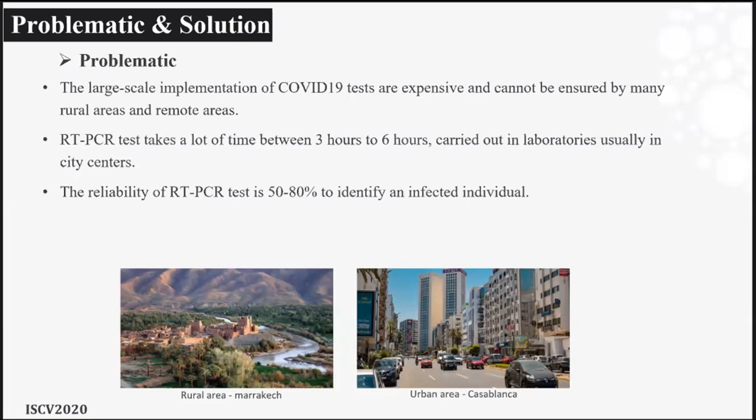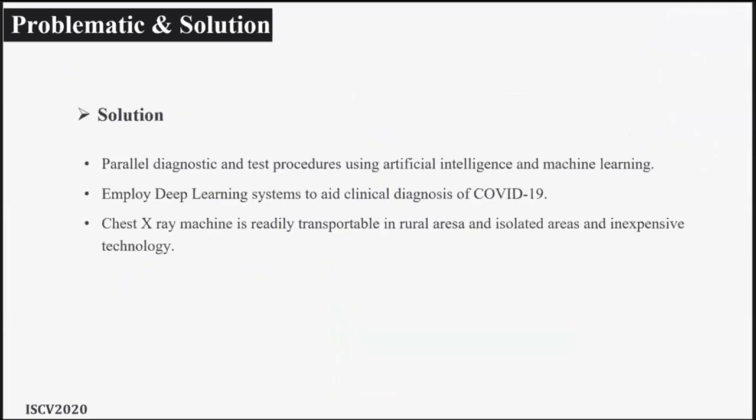About the solution. As a solution, we propose a parallel diagnostic and test procedure using artificial intelligence and machine learning, and by leveraging historical radiological images of patients infected by this novel coronavirus. We will employ deep learning systems to aid clinical diagnosis of COVID-19. And also we will use chest X-ray machines because they are readily available in rural and isolated areas, and chest X-ray is an inexpensive technology, as you know.